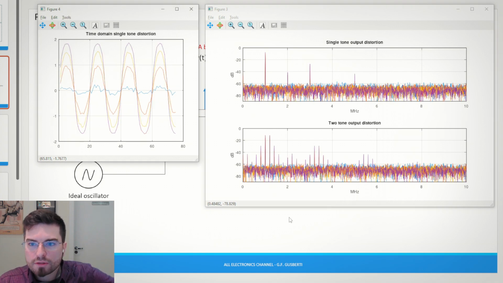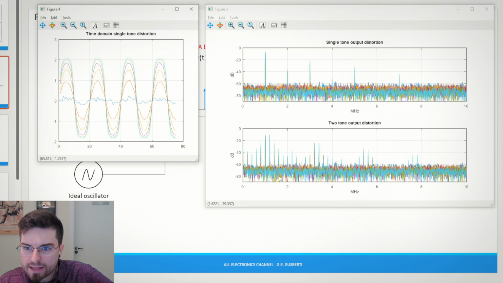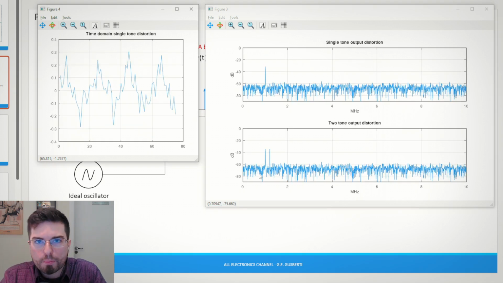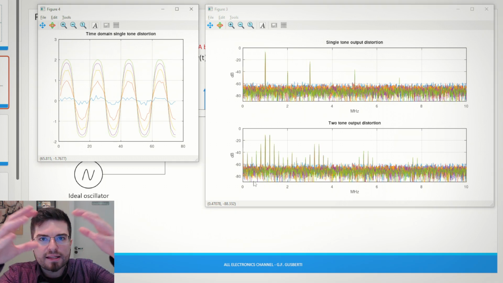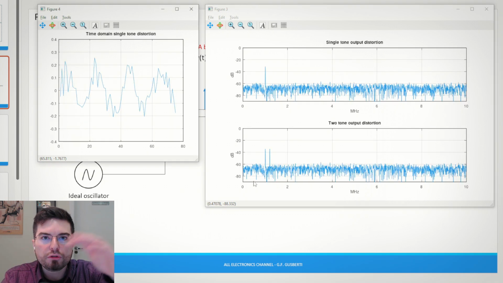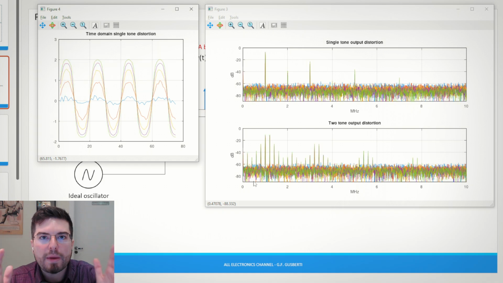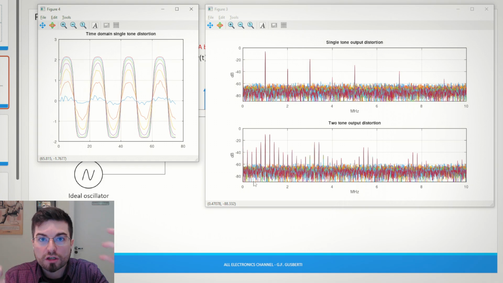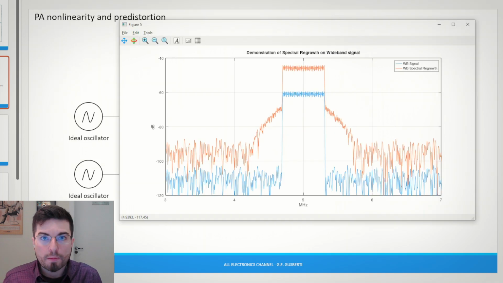So imagine now that we don't have discrete tones, that we have a band of energy here. All these frequency components inside the bandwidth, all the energy that is contained in this modulation bandwidth, will intermodulate and will distort the signal inside this bandwidth of modulation, corrupting the information we are trying to transmit. This leads to the problem of spectral regrowth. So take a look at this.